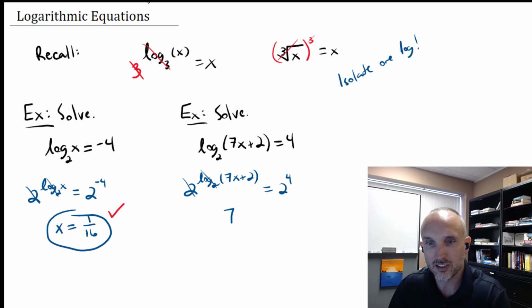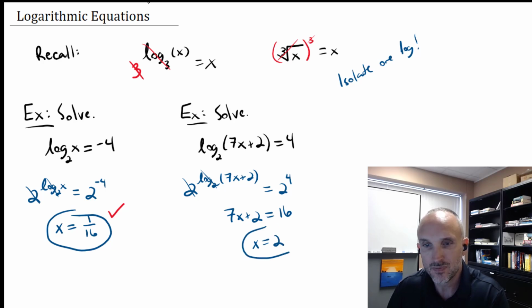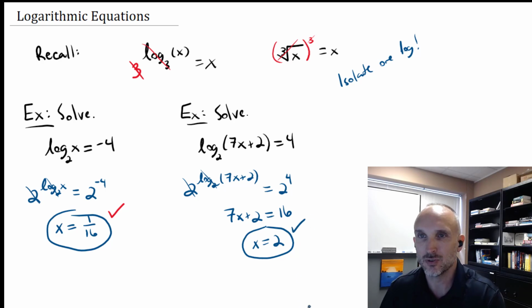So after canceling on the left, we get 7x plus 2. And on the right, 2 to the 4th power is 16. Now we simply get x by itself by subtracting 2 and dividing by 7. So 14 divided by 7 is 2. And once again, if I plug 2 in for x, I get log base 2 of 16. 16 is positive, so this x value works just fine.